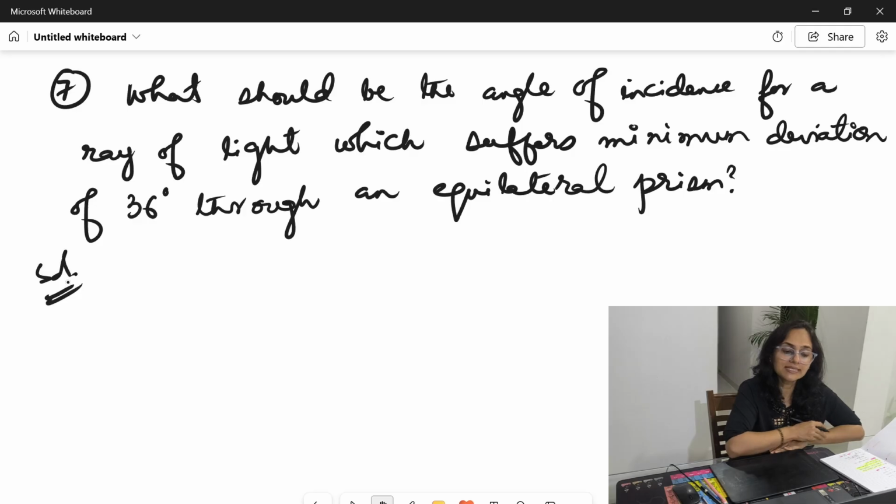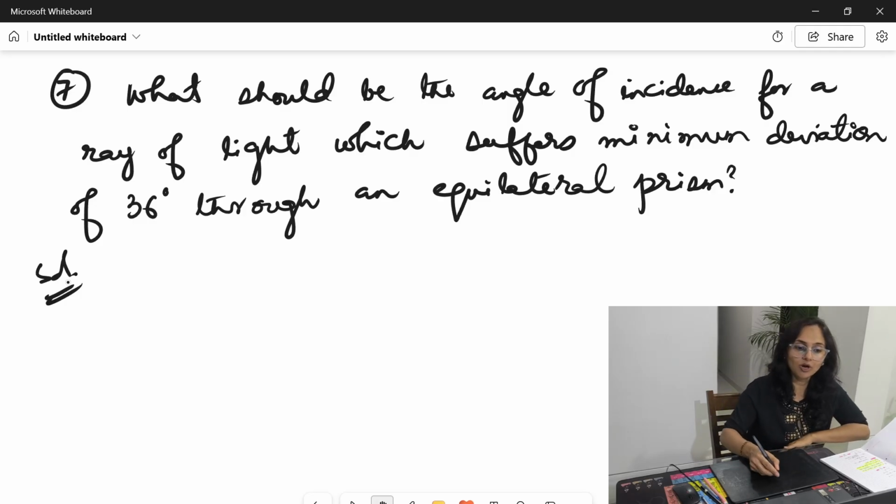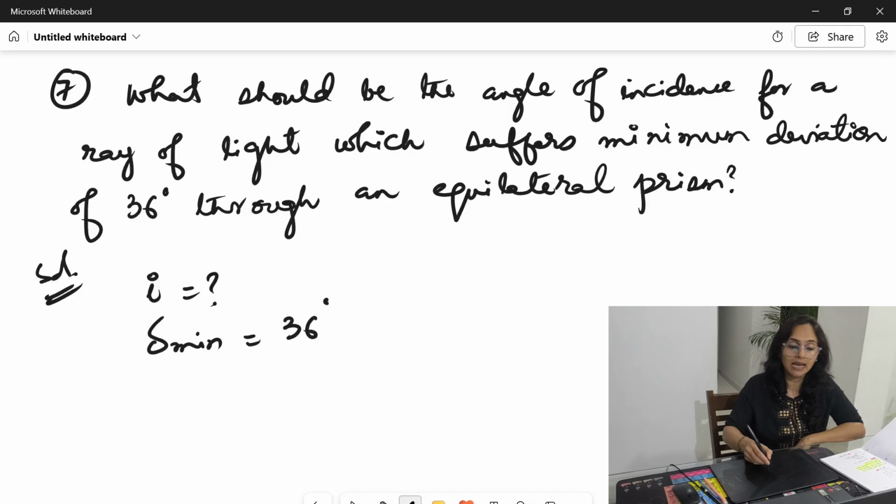Now let's go to some more questions. What more different types of questions do we get in this chapter? Let's see. Now have a look at this question. This question is similar to the question that we did before, and we will use the same formula. Here, what should be the angle of incidence? We have to calculate i, the question mark. For a ray of light which suffers minimum deviation, the minimum deviation is given to us as 36°, and it is an equilateral prism, which means A is equal to 60°.